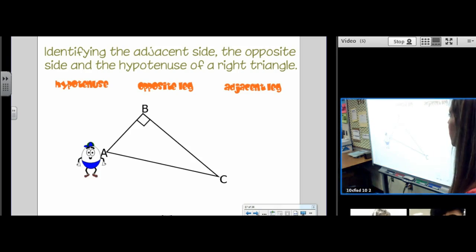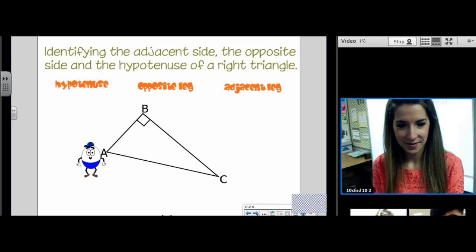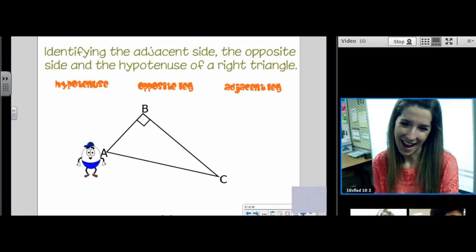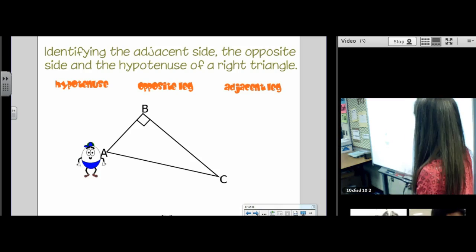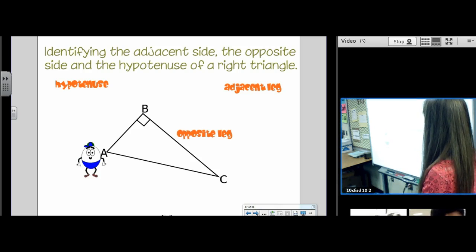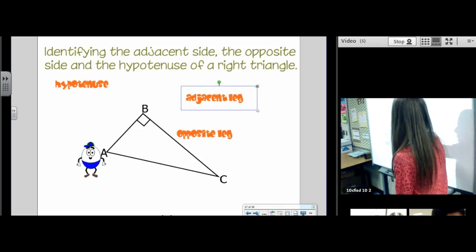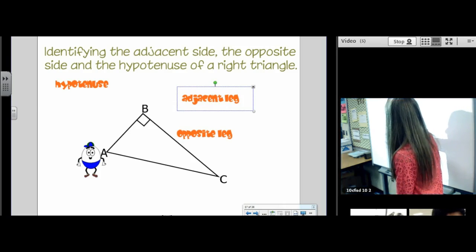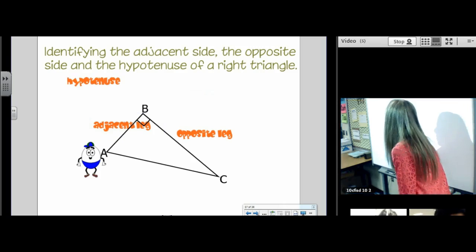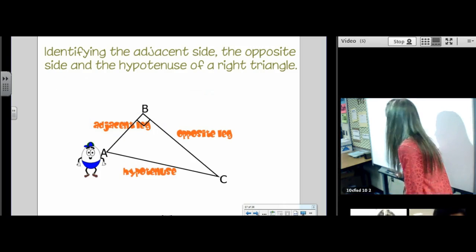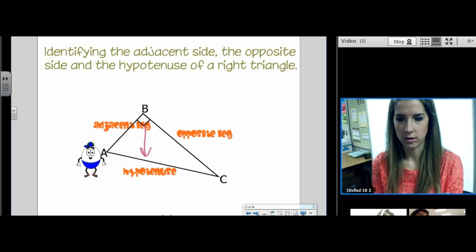So compared to Mr. Egg, which one is opposite? Humpty Dumpty, yeah. Which one's opposite? BC. Which one's adjacent? Come on, adjacent. AB. And then, of course, like I said, the hypotenuse never changes. The hypotenuse is always across from the right angle.